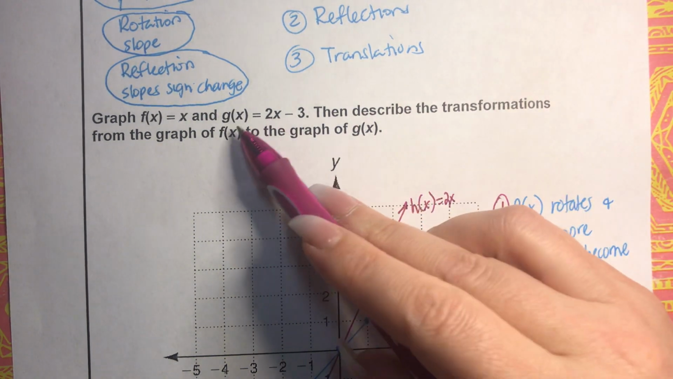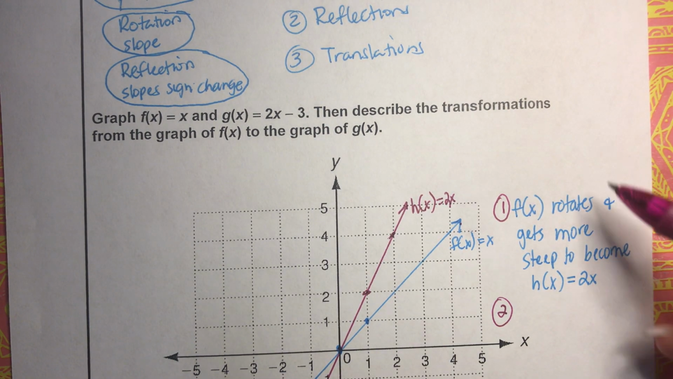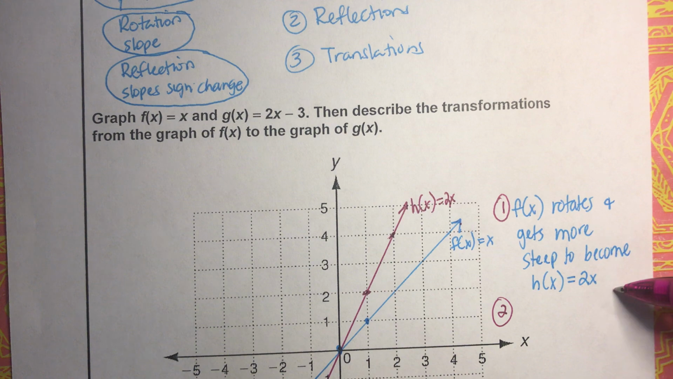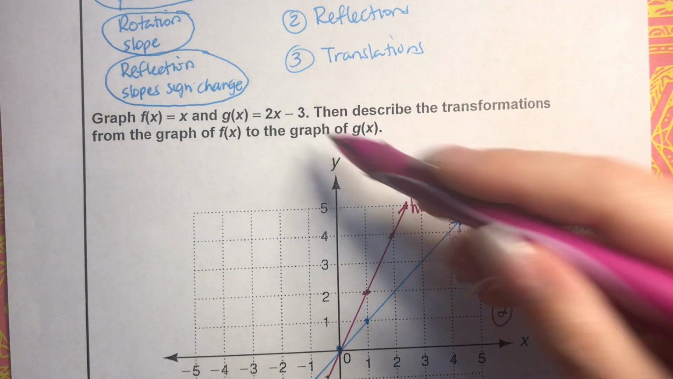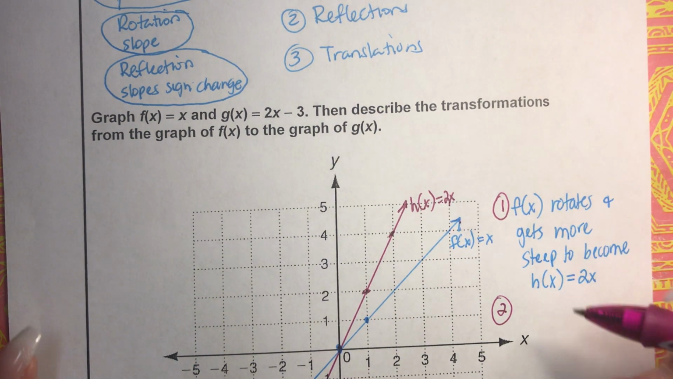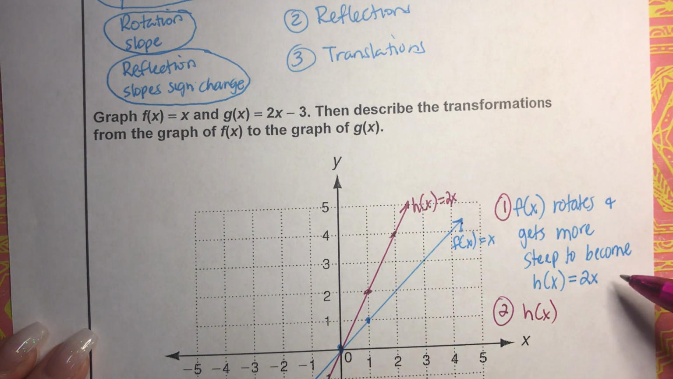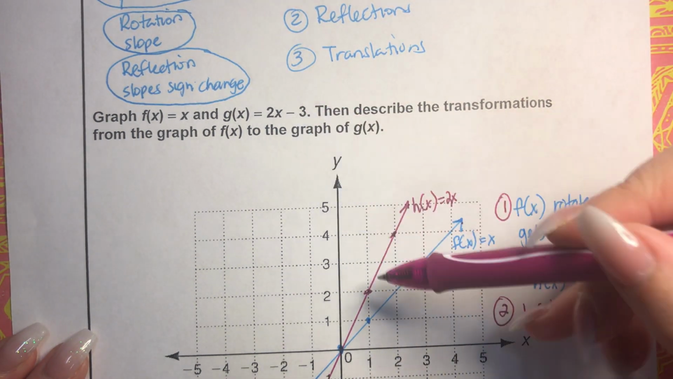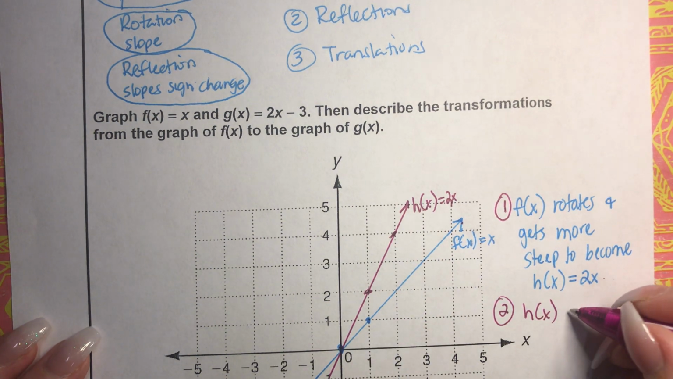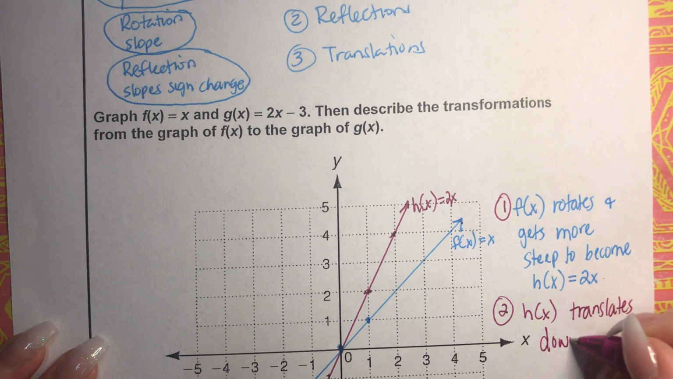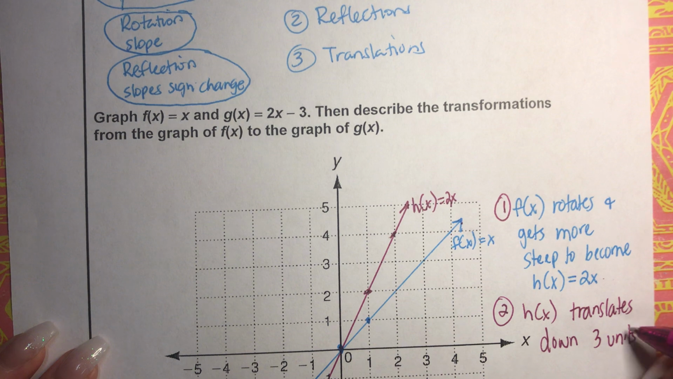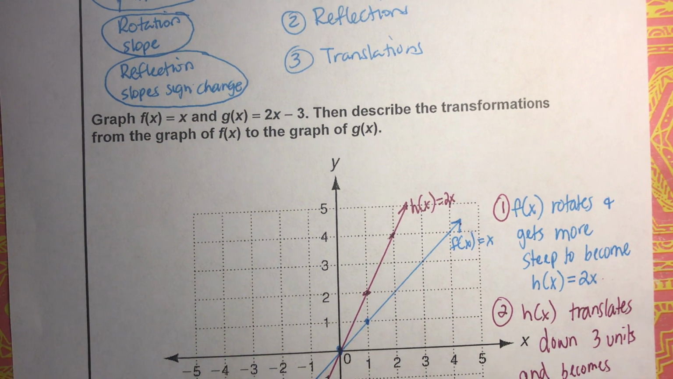So between 2x and g of x, the y-intercept here is 0. My slope is the same, right? But the y-intercept here is 0, and then the y-intercept here is negative 3. So that y-intercept is changing. So I know that it's a translation. So then I'm going to say h of x, and if my y-intercept is 0 and this is negative 3, that means it's going to shift down 3 units. So h of x translates down 3 units and becomes g of x equals 2x minus 3.